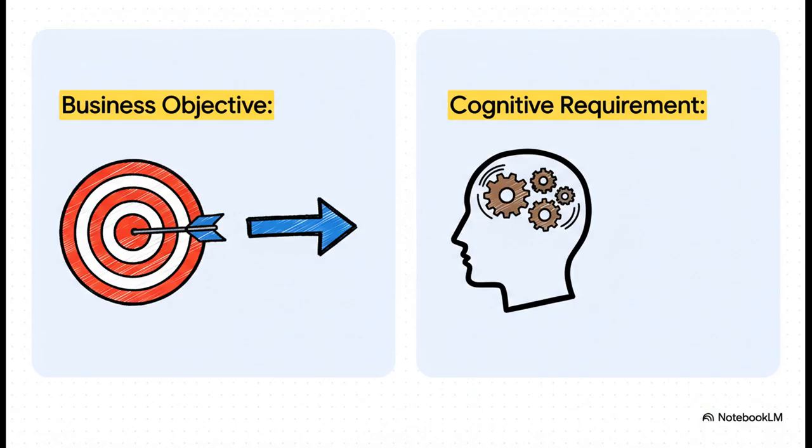Oh man, the exam loves to test if you can tell these two apart. A business objective, that's the big picture business goal. Reduce customer churn by 15%. The cognitive requirement is the specific intellectual task the AI has to perform to get you there. Predict which customers will cancel. The objective is the why, the requirement is the what.